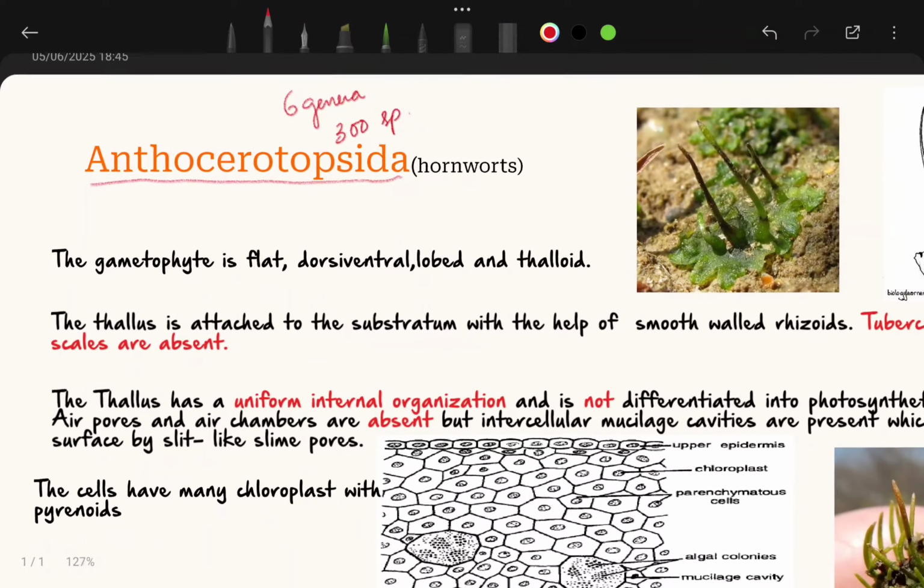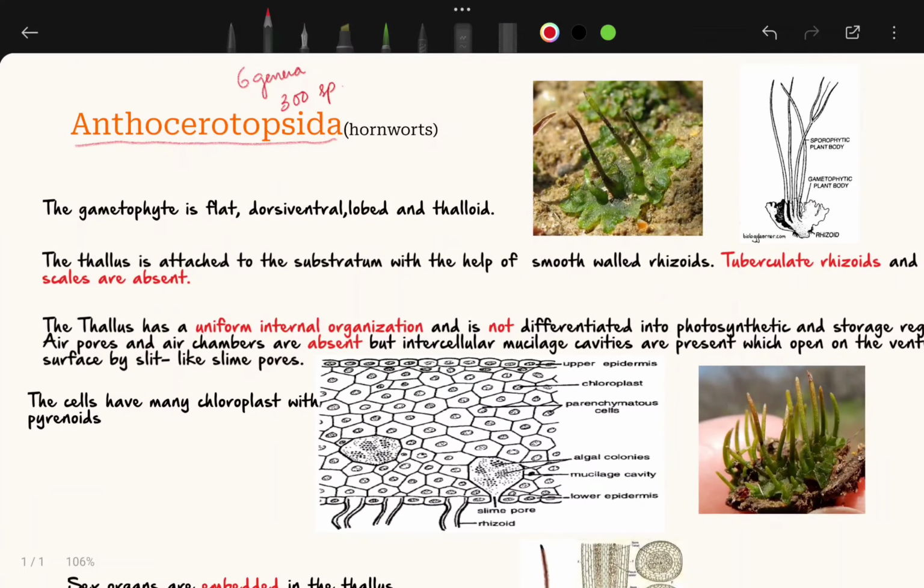So, the first point is the gametophyte plant body. As you can see here, this region is the gametophytic plant body, and this region is the sporophyte. So the gametophyte plant body is flat, just like liverworts. It is also dorsiventral, just like liverworts. It has a dorsal side and a ventral side, and it is thallus-like. The thallus is attached to the substratum with the help of smooth-walled rhizoids.